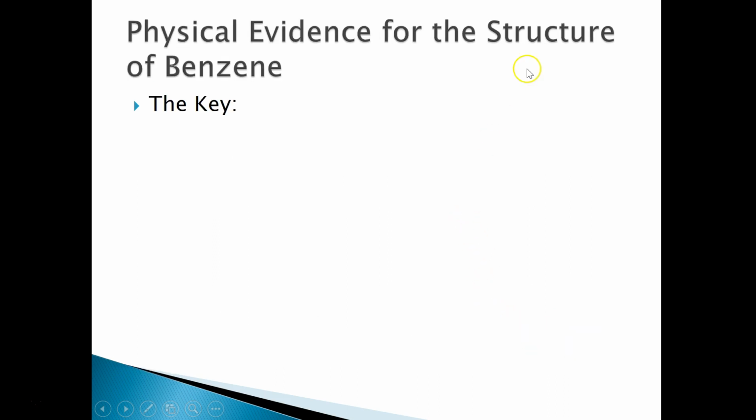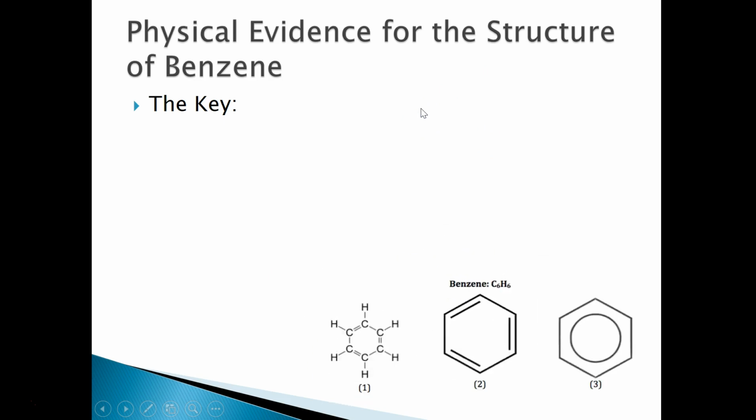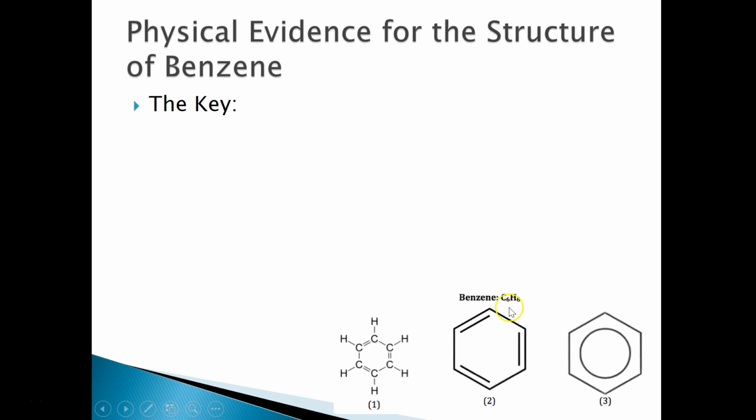All right, so physical evidence for the structure of benzene. Benzene looks a little bit something like this. It has the molecular formula C6H6. And what we see here is that benzene is a hexagonal ring of carbon atoms with alternating carbon-carbon single and double bonds. You also see it written as a skeletal structural formula like this, where it's just the hexagonal ring showing the alternating double and single bonds, or you'll see it as a hexagonal ring with a circle in the middle. And the key to the structure is resonance.